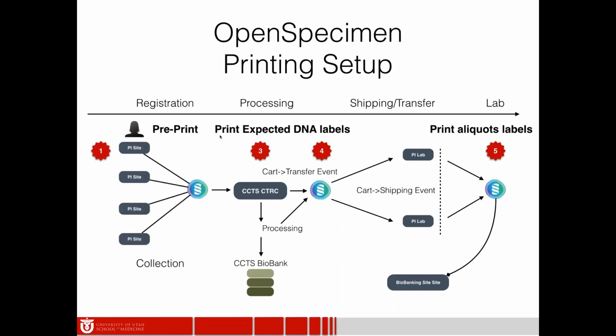Within the setup of the workflow, we have some pre-printing for different protocols where they have little kits set up. They don't have a rigid schedule of when folks come in, and they just want to have some kits ready to go. Then the CTRC will be printing the expected DNA labels for the requested derived samples. They can also print aliquot labels at the CTRC, or once we have label printing at the PI lab, they would be able to print aliquots that they do in their lab.